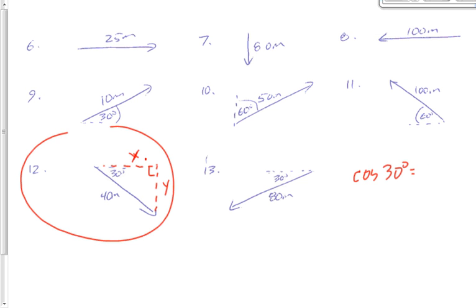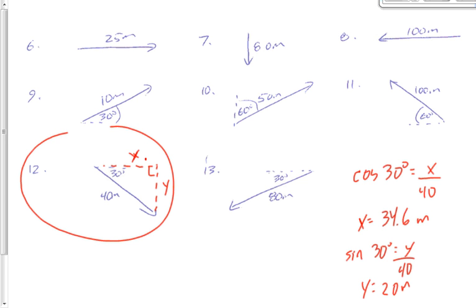Cosine is equal to adjacent over hypotenuse. That's going to be equal to, is it 34.6 something? 34.6 meters. And the y component here, using the sine function, because it's the opposite side, that's exactly 20 meters. Good? How many people got that for number 12?